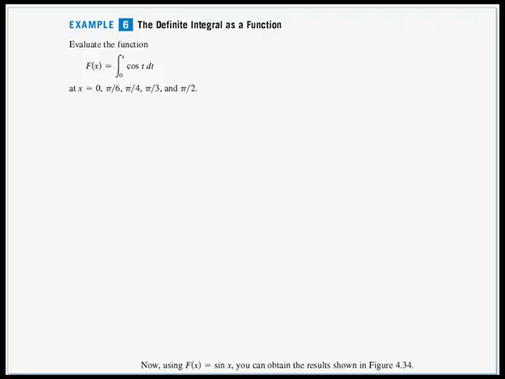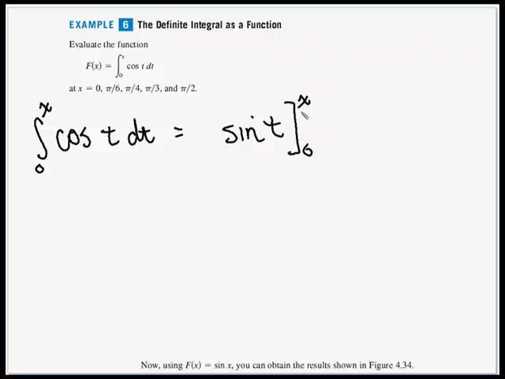So let's just evaluate this integral like we have been doing with the upper and lower limits that we have. So we have the definite integral from 0 to x of cos of t dt. Well, let's take the antiderivative. What do we derive to get cosine? That's sine. Sine of t. And then we're going from 0 to x.